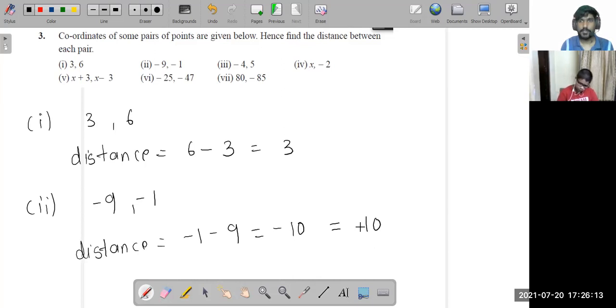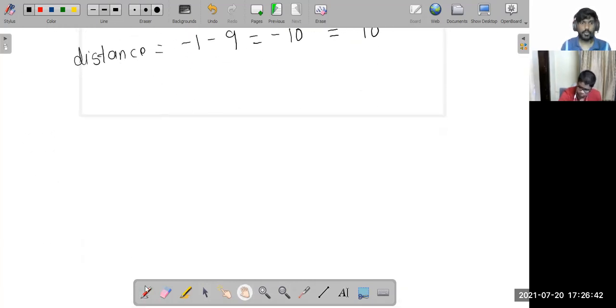This is clear? Yes, sir. Can you do the third one? Do the third one. So the answer is 1. Fourth one, if you see, it is x and minus 2.